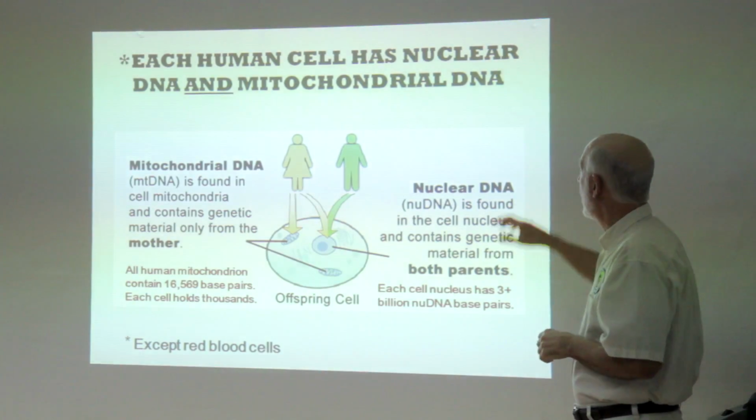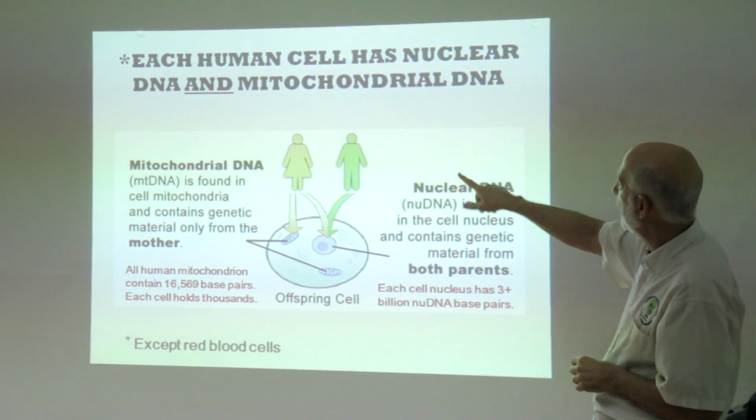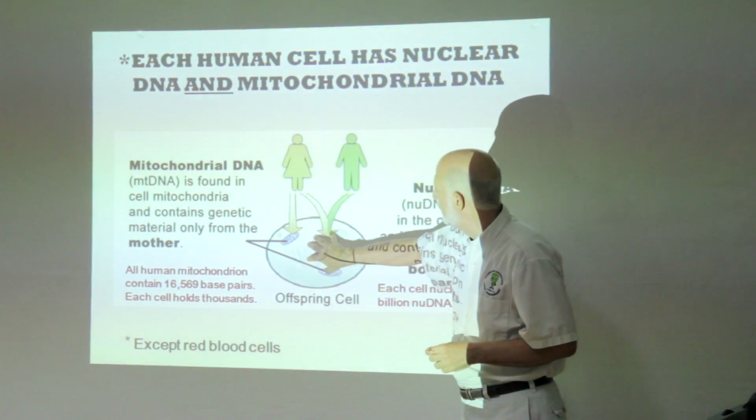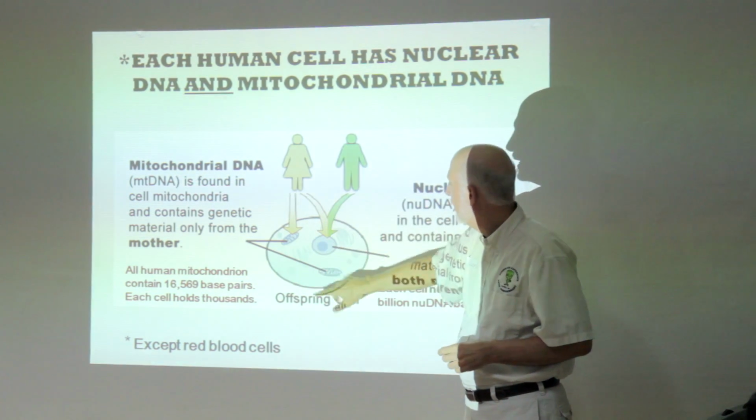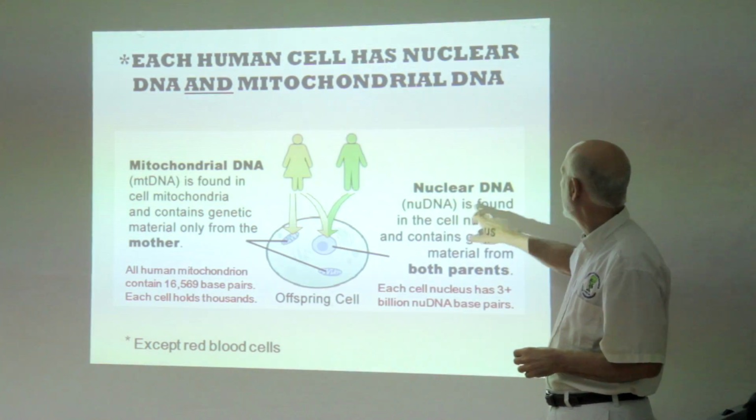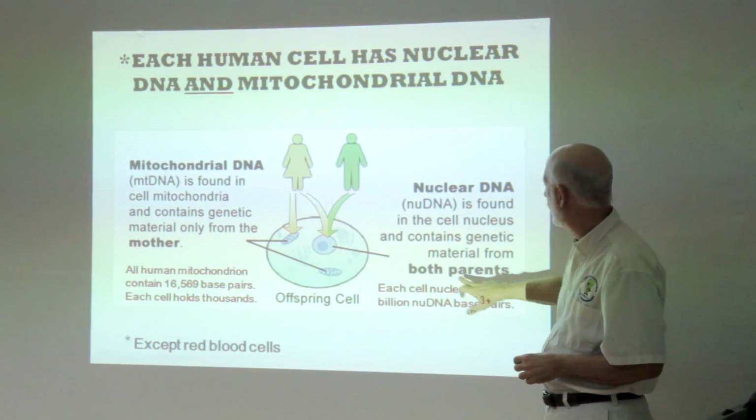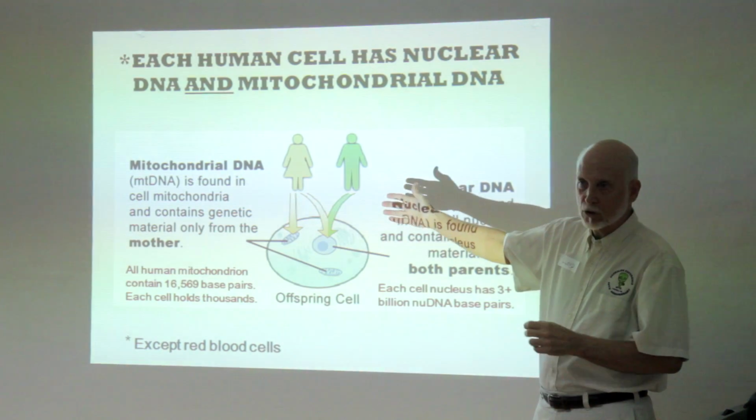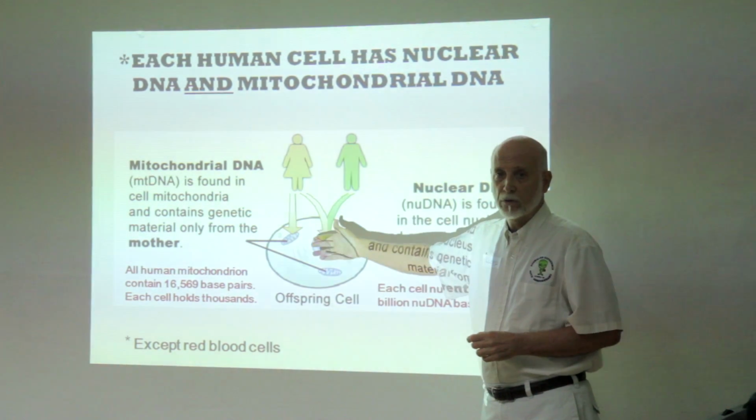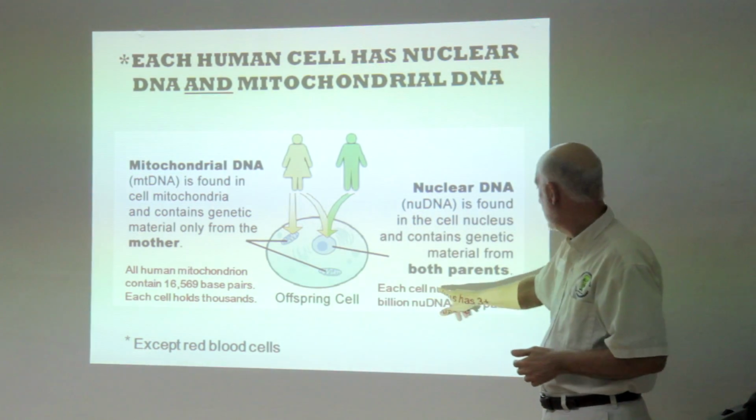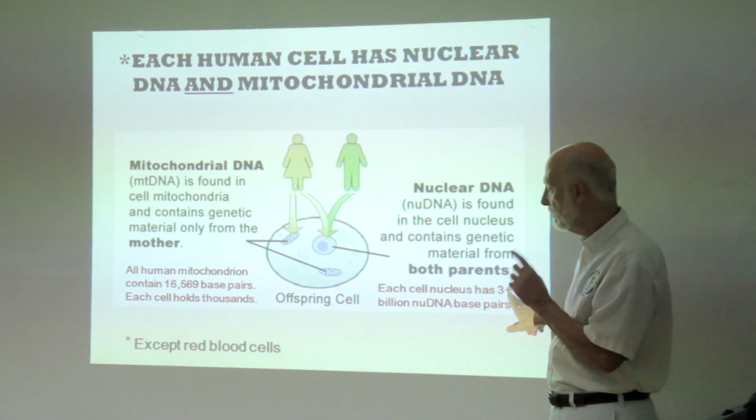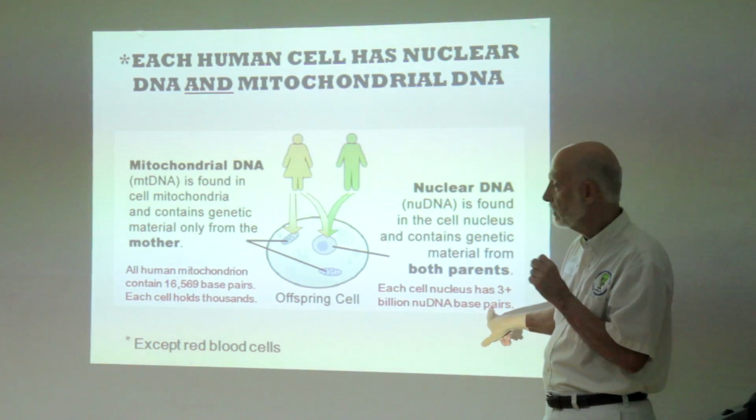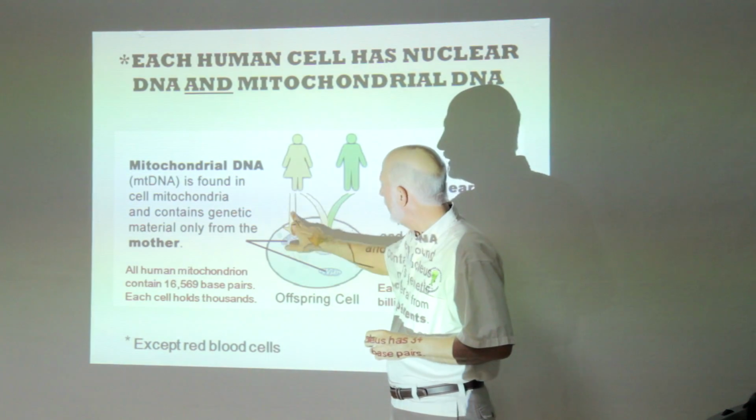Next slide. All right, each human cell except red blood cells has nuclear DNA and mitochondrial DNA. You need to understand this. All of the cells in our body, except our red blood cells, have a nucleus. Nuclear DNA is found in the cell nucleus and contains genetic material from both parents. Mom and dad make the whole genome. Mom supplies her 23 chromosomes, dad supplies his 23 chromosomes, and you get 46 total. That is, each cell nucleus has 3+ billion. Keep this in mind, 3+ billion nuclear DNA base pairs. Now, mitochondrial DNA only comes down from your mother.